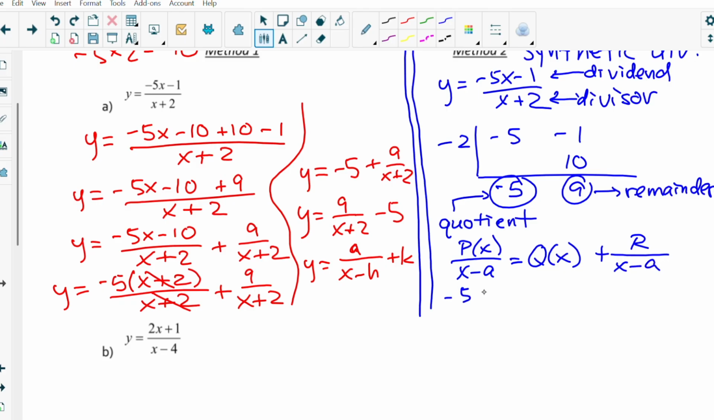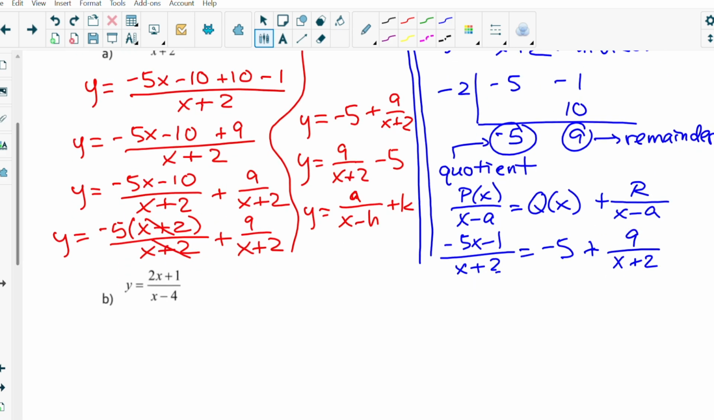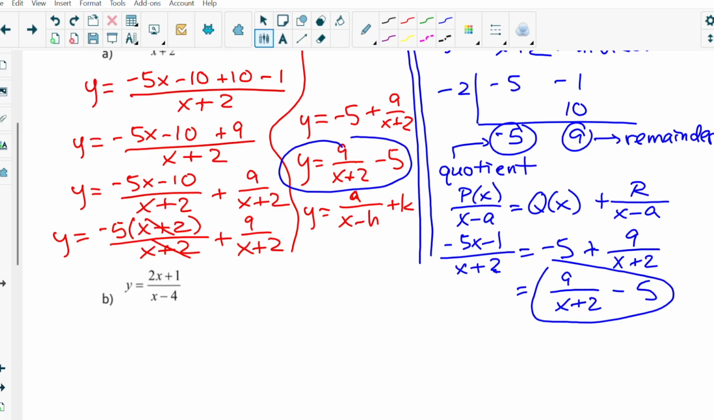So that's negative 5x minus 1 over x plus 2 equals, what's the quotient? That's negative 5 plus what's the remainder divided by x minus a. So the remainder is 9. And then the x minus a value is x plus 2. X minus negative 2 or x plus 2. So the finished product here is 9 over x plus 2 minus 5. And you'll see that it's exactly the same as there. So two different ways to do this.